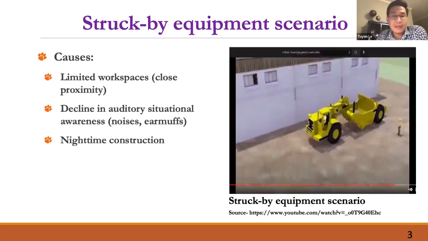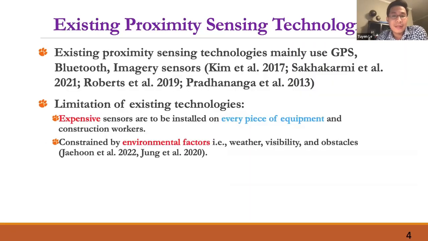So the struck-by equipment hazards are caused by many factors, and we need to develop technology to help the workers detect surrounding equipment. Let's say if one piece of equipment is moving towards the worker, they should be able to recognize and avoid it. So let's see what we got in the literature. What are the technologies that we have in the literature right now?